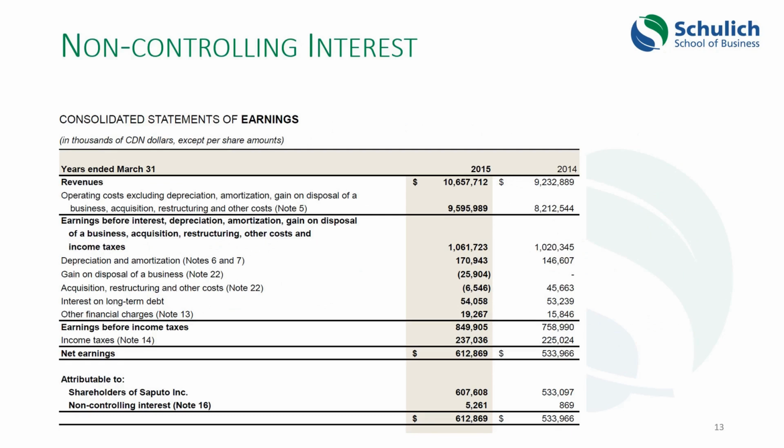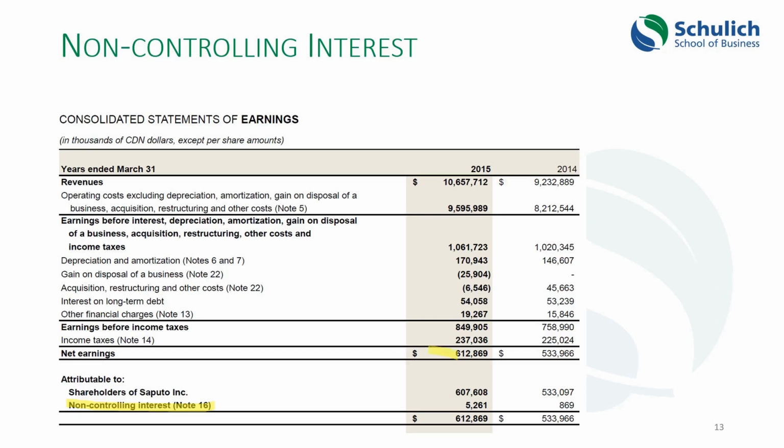Now I want to look at a very common item on financial statements called non-controlling interest. And what I want you to look at is this line here. This is from the Saputo financial statements, which we've looked at in previous lectures. Here you've got the statement of earnings, and down at the bottom, you've got this line that says non-controlling interest. That appears on the income statement, right?